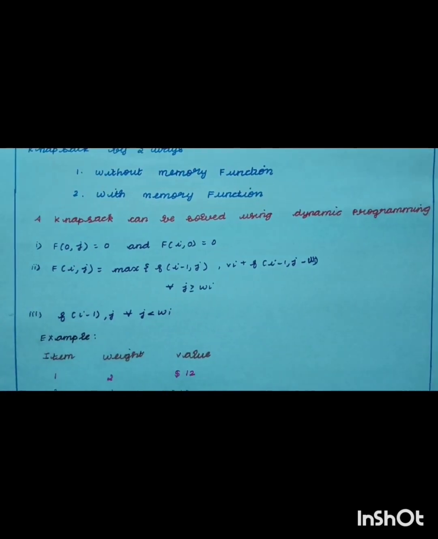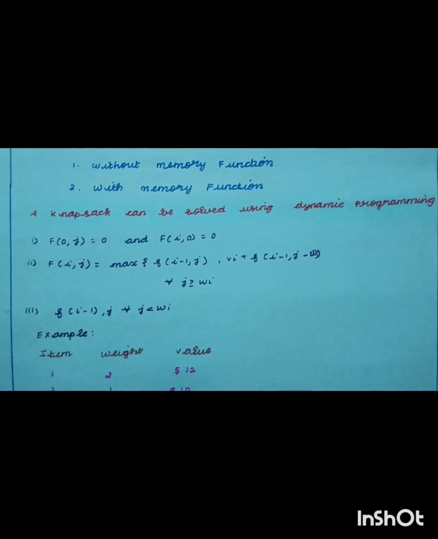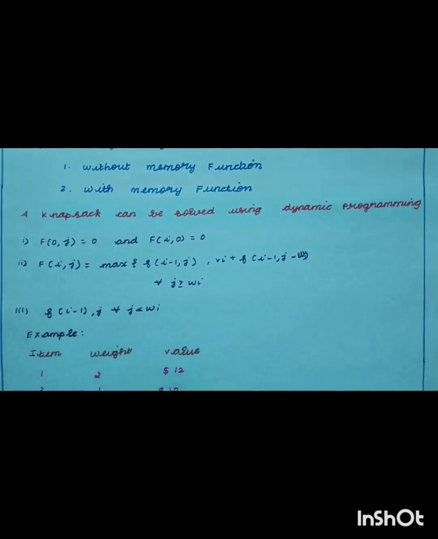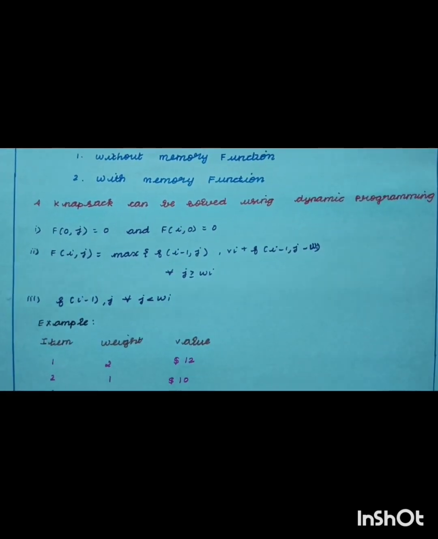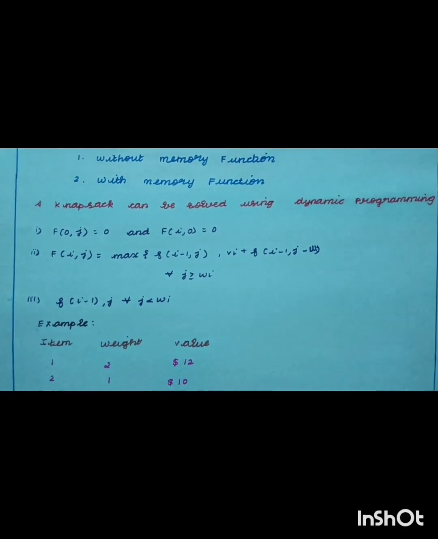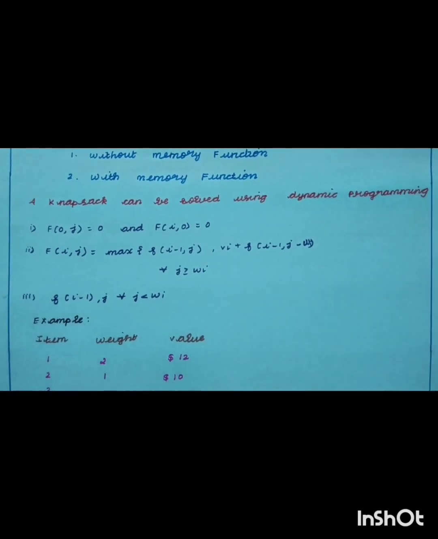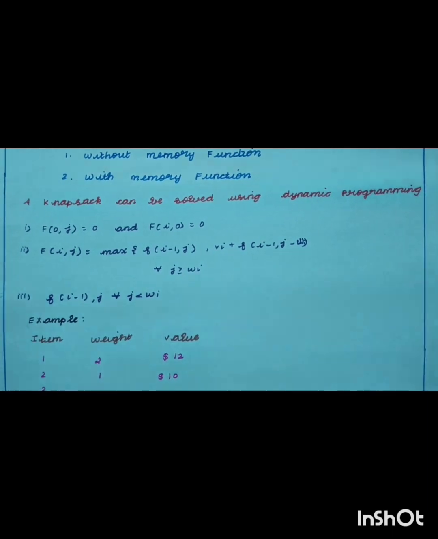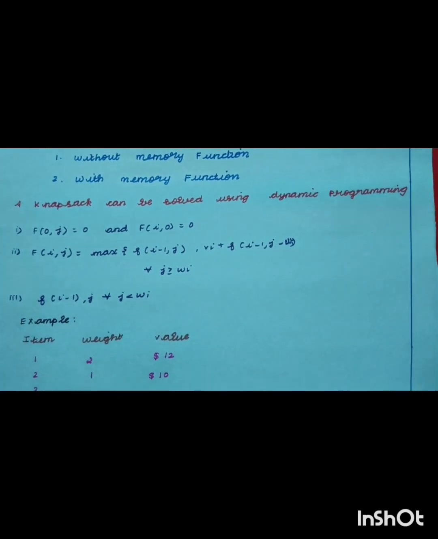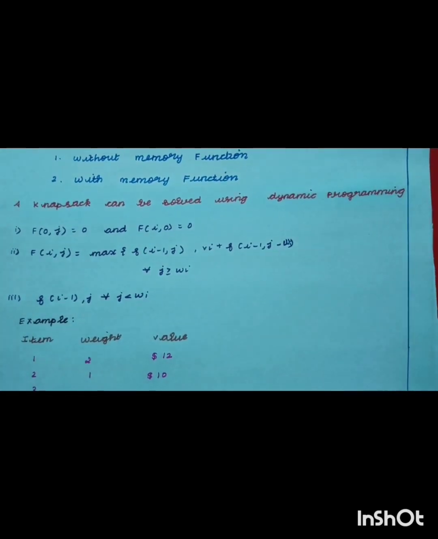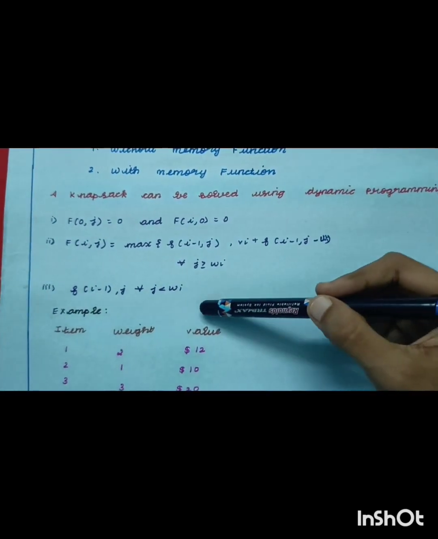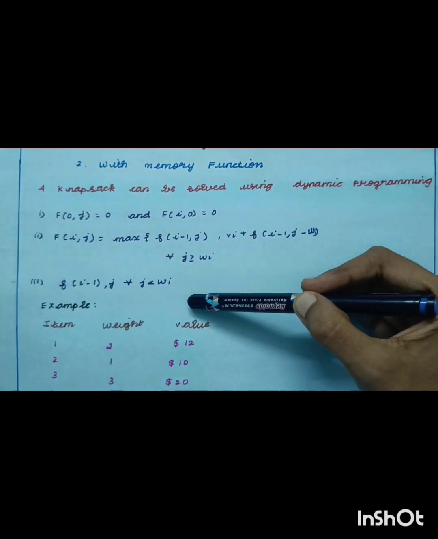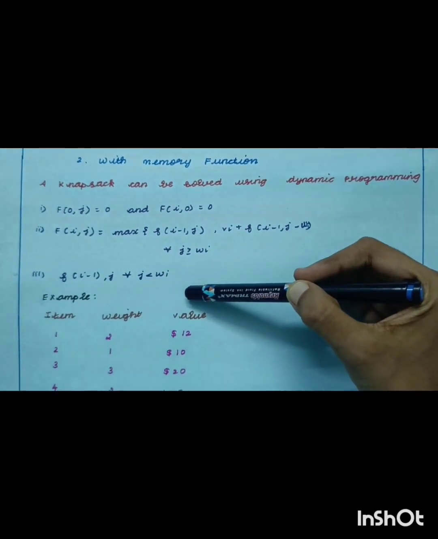Here we use three formulas to find the knapsack. The first formula is f of 0, j equal to 0 and f of i, 0 equal to 0. The second formula is f of i, j equal to max of f of i minus 1, j, vi plus f of i minus 1, j minus wi for all j greater than wi. The third formula is f of i minus 1, j for all j less than wi.